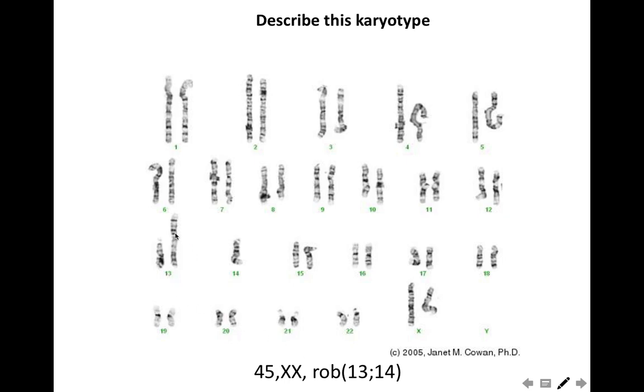So this is a balanced karyotype and the person is called a carrier with a Robertsonian translocation 13;14. The person will have a normal phenotype, but again may have problems with the gamete formation.